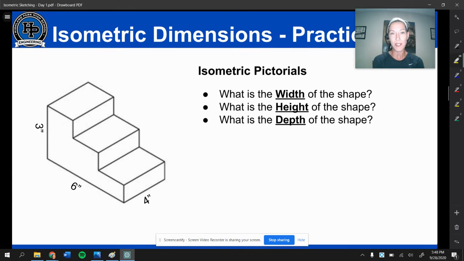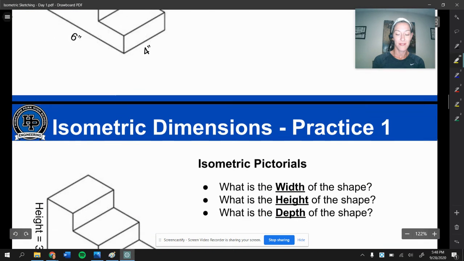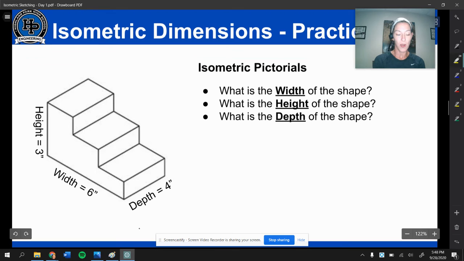All right, let's go ahead and start with some practice. What is the width of this shape in this isometric sketch? How about the height and the depth? Go ahead and answer now. All right. Hopefully, you identified that the width is 6 inches, the depth of this object is 4 inches, and the height of the object is 3 inches.